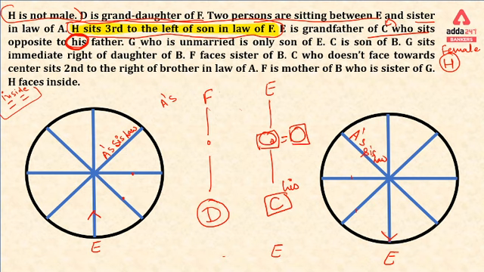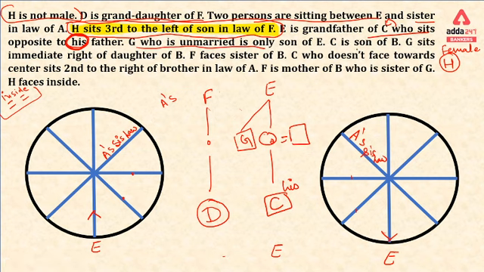Coming on to the next line, G, who is unmarried, is the only son of E. E's only son is G, who is unmarried. It is clear here that we erase the circle, as C's father is not a son of E.